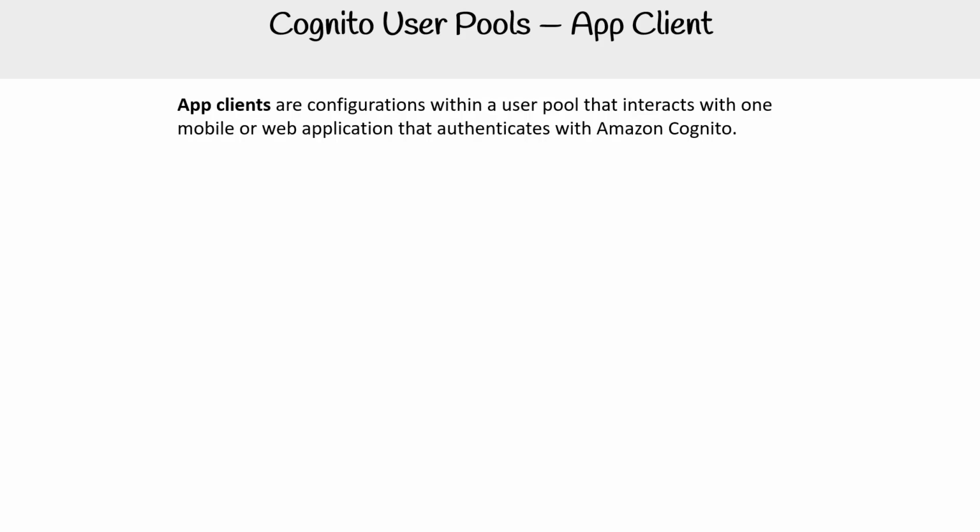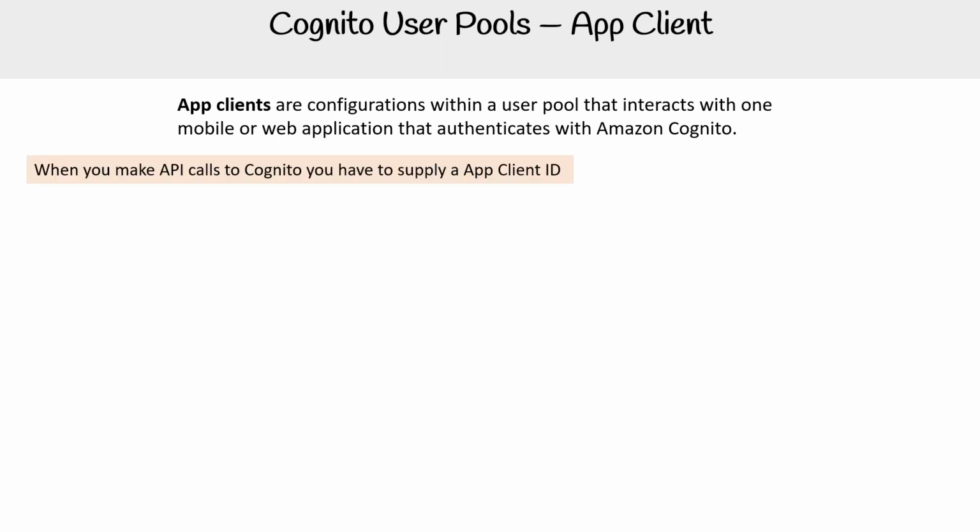Hey, it's Andrew Brown, and we are taking a look at app clients. These are configurations within a user pool that interacts with one mobile or web app that authenticates with Amazon Cognito. Think back to when we were talking about OAuth 2.0 authorization flows. This is the client that they're talking about. When you want to talk to Cognito via the API, you're always going to be supplying the app client ID. So you're always going to be basically creating an app client when you create a user pool.